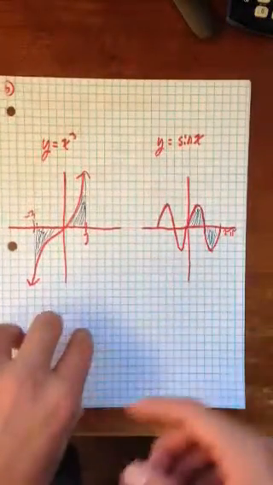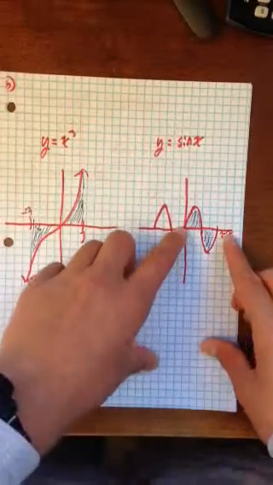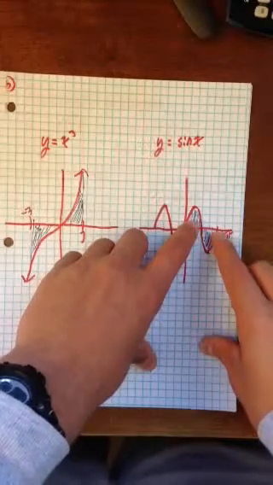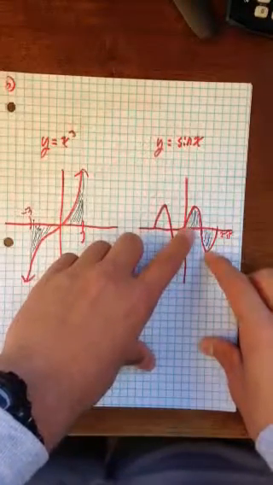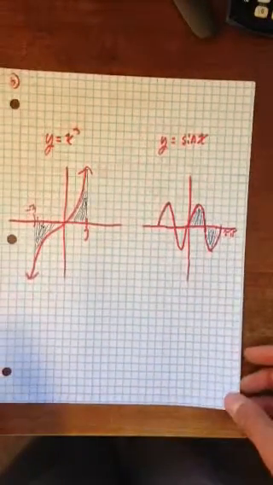Now let's look at sine x. Here we have 0 to 2 pi right here, as shown in blue. Now the area of this hump is going to be equal to the area of this hump in absolute value. So when you add these up, they're just going to equal 0. So there's one of the shortcuts you can look out for.